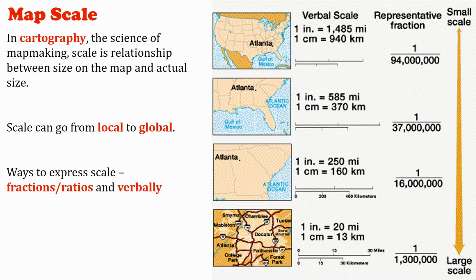All right, scales of analysis. Scale is simple. It's how much land are you looking at, or at what level of the geographic space are you looking at. So in cartography, the science of map making, it's the size between the map and the actual size. And it goes anywhere from local to global. And you can express it with fractions and numbers and ratios.